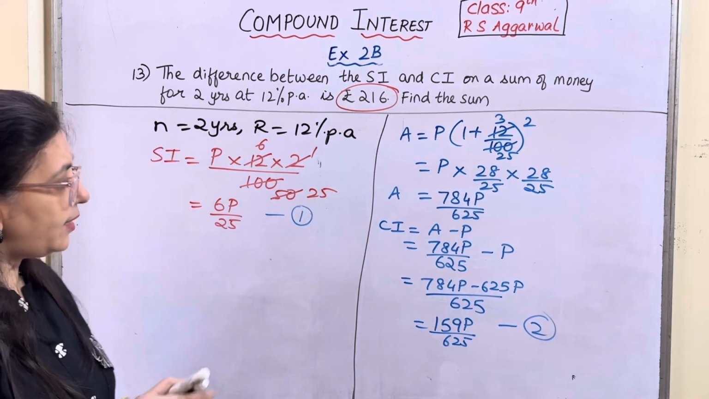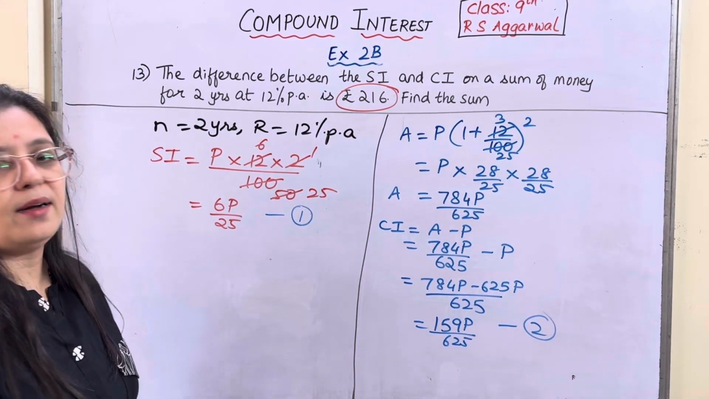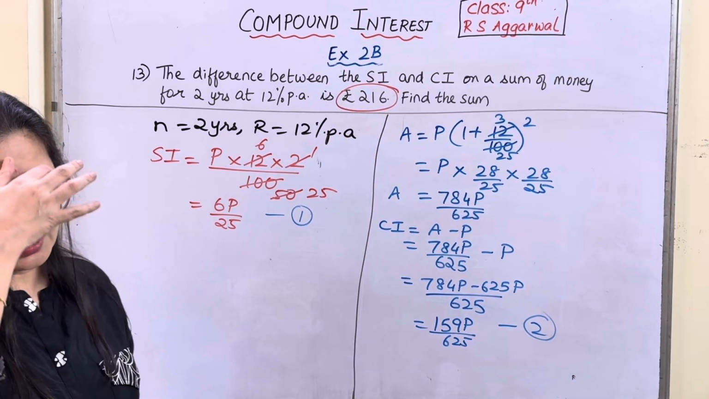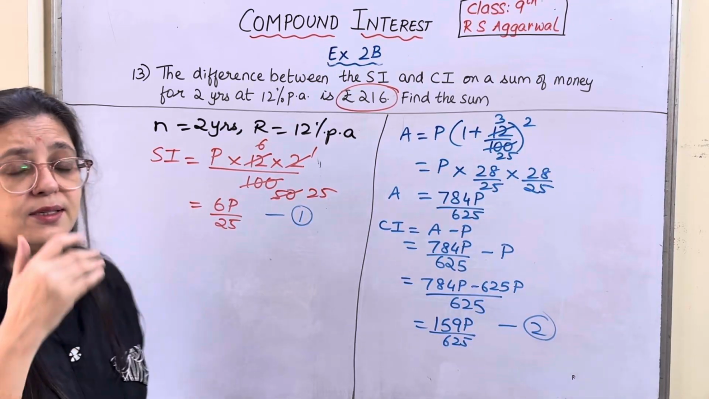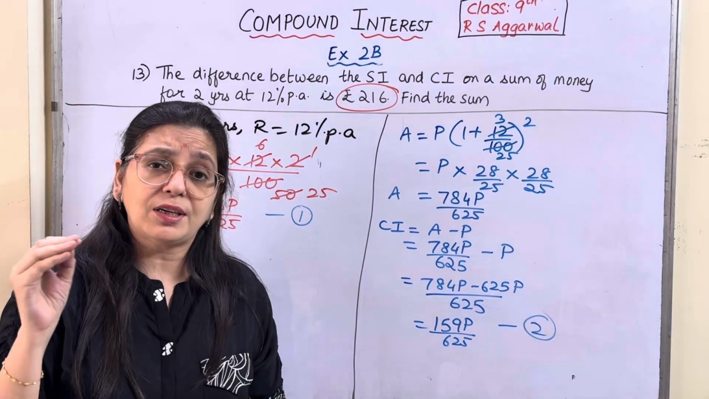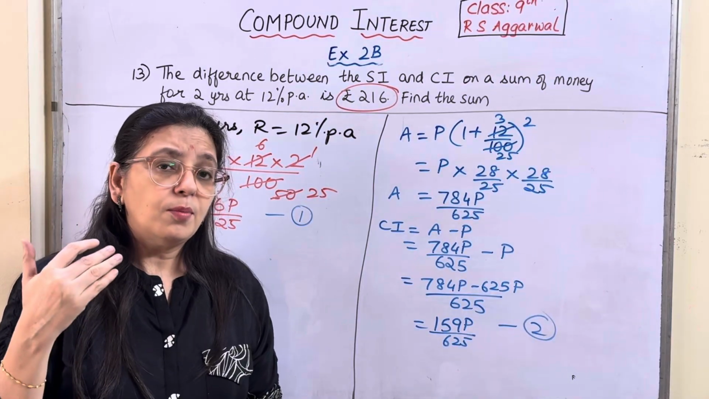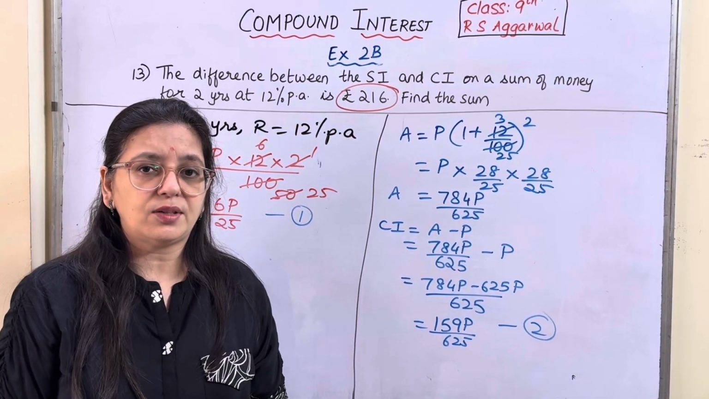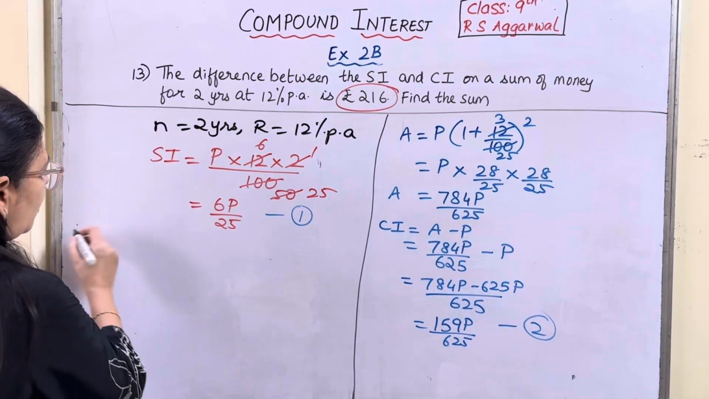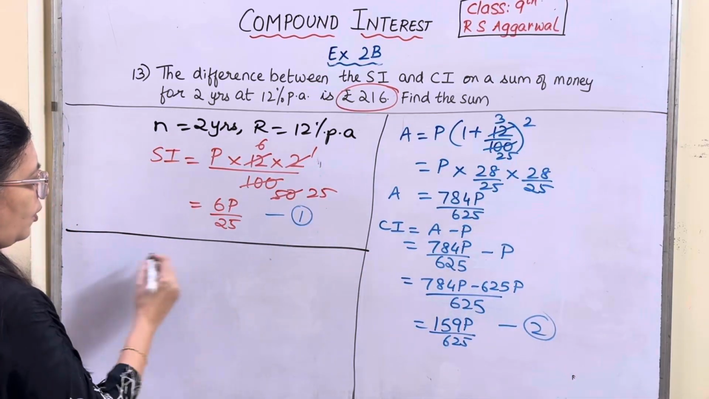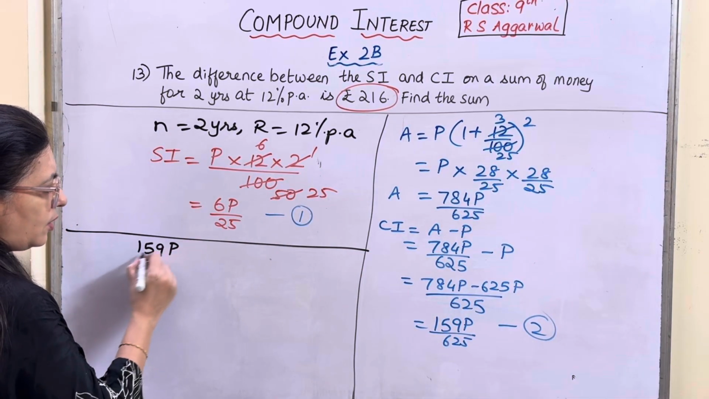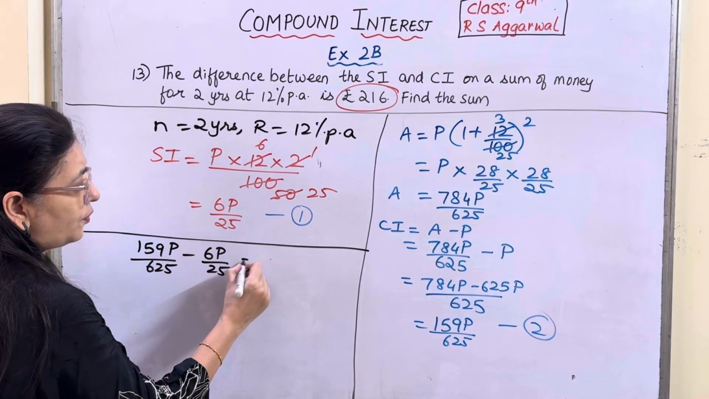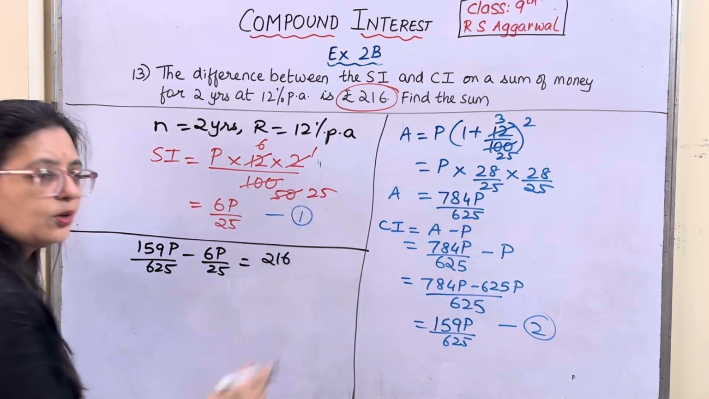Okay, and their difference is 216 rupees. So you have to find the difference between them. Now the first point you have to understand: whenever we talk about simple interest and compound interest, most of the time, compound interest is greater than simple interest. So over here I am doing the third part. Compound interest minus simple interest, the difference is 216 rupees.